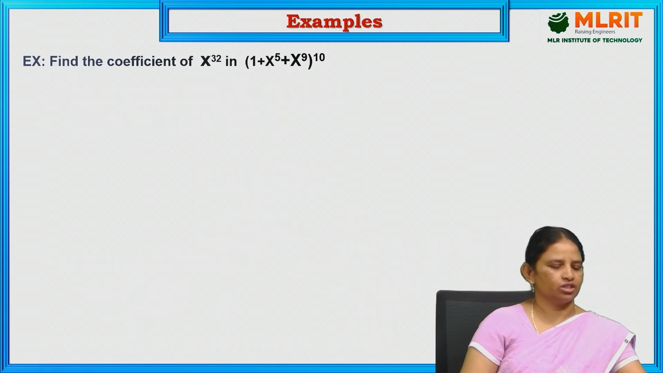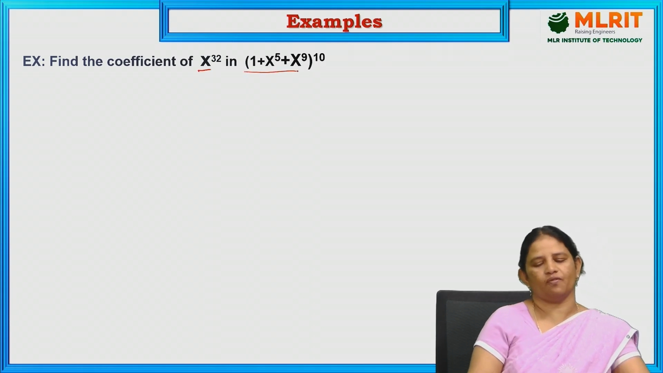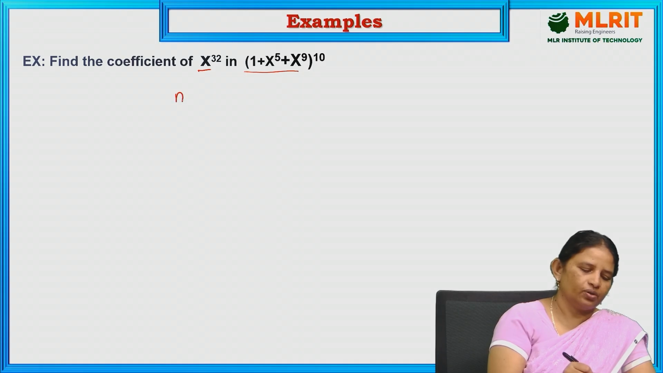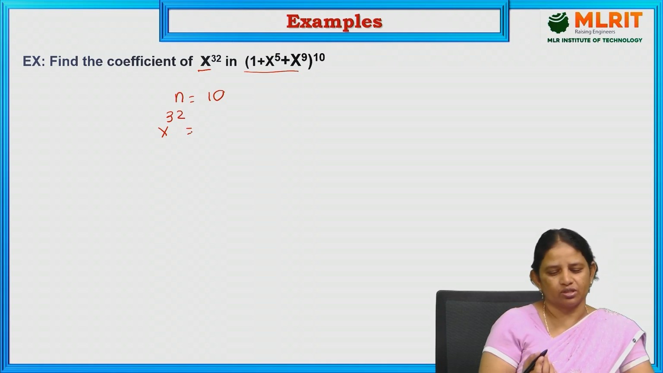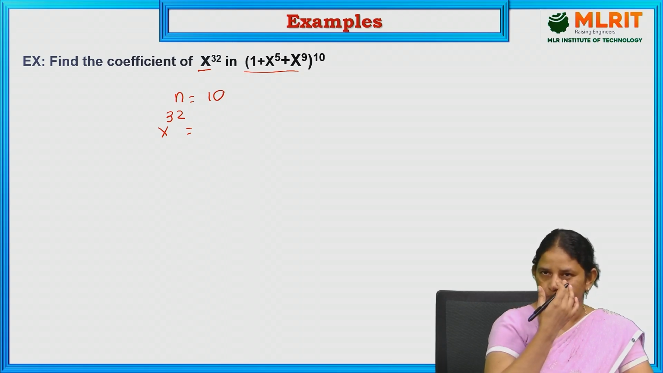Find the coefficient of x to the power of 32 in (1 + x^5 + x^9)^10. That is n equal to 10. Then to get x^32, how many times can we use 5 and how many times can we use 9, with the total count equal to 10.